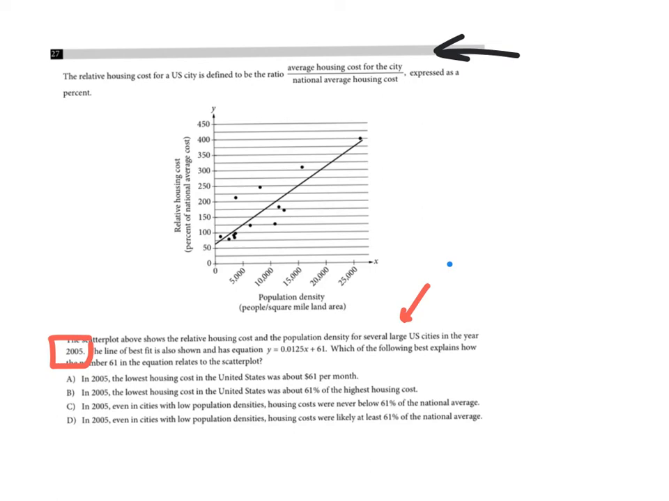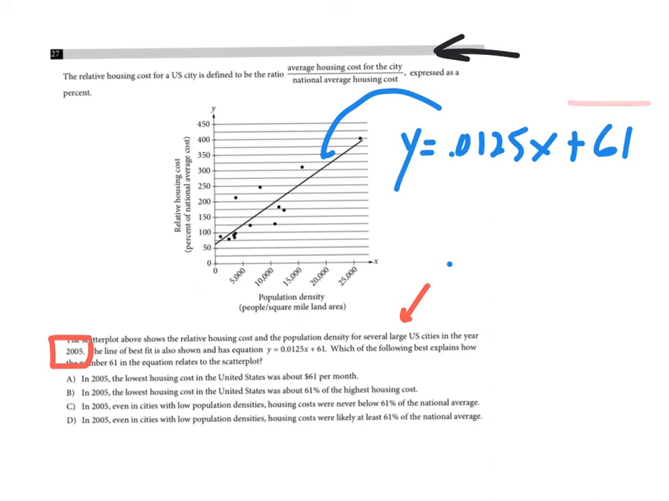And you're given this equation, and this equation represents the line of best fit. So this line here has the equation 0.0125x plus 61. And the question is asking, what is the meaning of this 61 in the equation? Here they're giving you the population density, the people per square mile, and the relative housing cost, or the percent of the national average, that population density has. And if we go through our answers, we're looking for the meaning of the number 61. In letter A: in 2005, which is what this problem pertains to, the lowest housing cost was $61 per month.